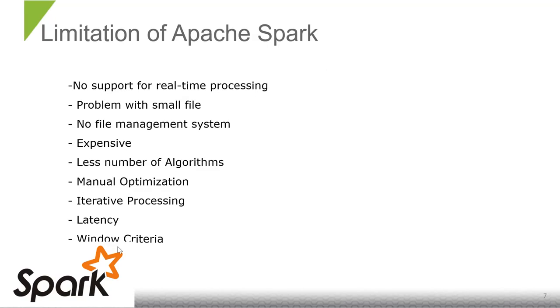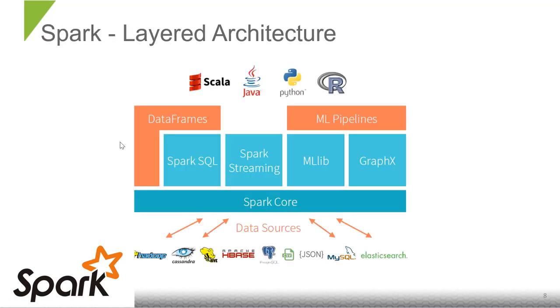And these are a few limitations of Spark when you come with a small file size. A problem with small files. Extremely sorry. These are a few limitations of Hadoop. It doesn't have any support for real-time processing. It has a problem with small files, and then it is expensive, with fewer algorithms and iterative processing. So these are a few feature limitations inside Hadoop.